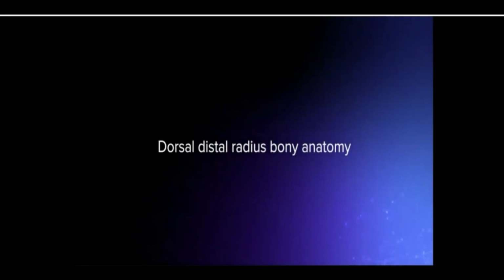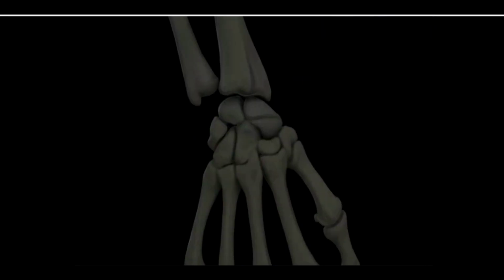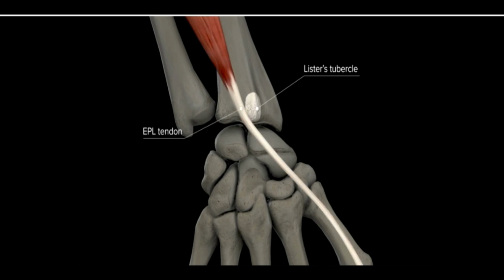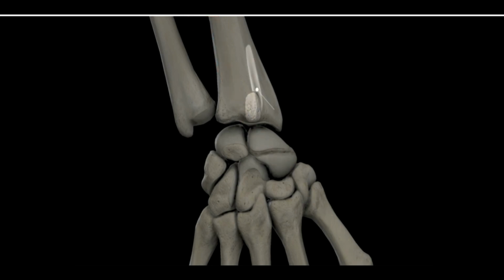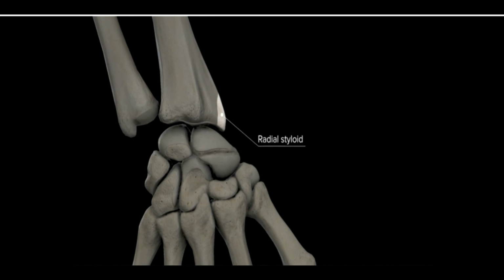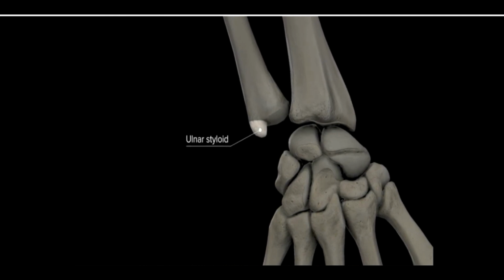Now let's take a look at the dorsal distal radius bony anatomy. The radius has a dorsal rim, the Lister's tubercle. If you feel your own wrist with your thumb on the dorsal distal radius, the small bony protrusion is your Lister's tubercle. It acts as a pulley for the EPL tendon. Radial to Lister's tubercle is the groove where the extensor carpi radialis brevis tendon resides. The radial styloid has a triangular appearance and is the most radial aspect of the distal radius. And here we can see the ulnar styloid process of the ulna.